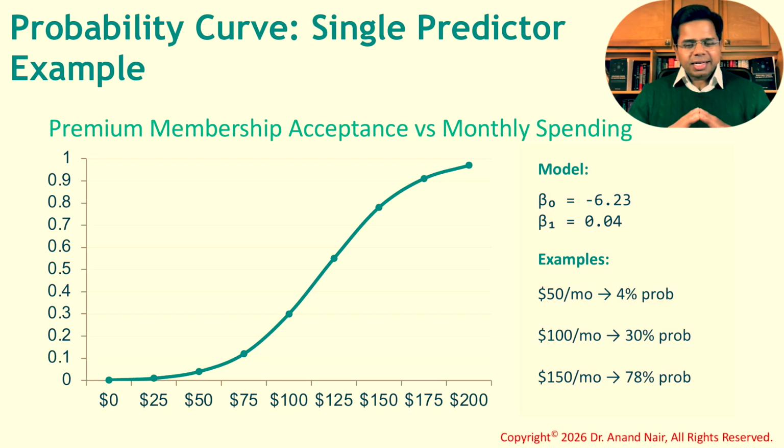The practical insight: a customer spending $100 per month has about a 30% chance of accepting. At $150 per month, it jumps to 78%. That $50 difference more than doubles the probability. This is why the full model with all 12 predictors is even more powerful. We can combine spending, fitness level, app usage, and everything else to get much more accurate predictions.